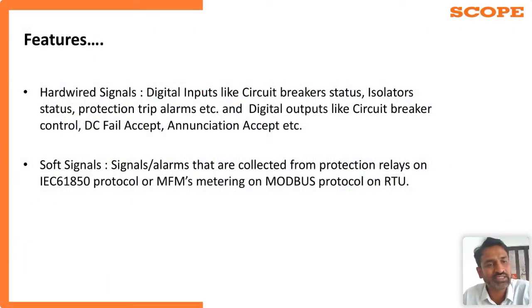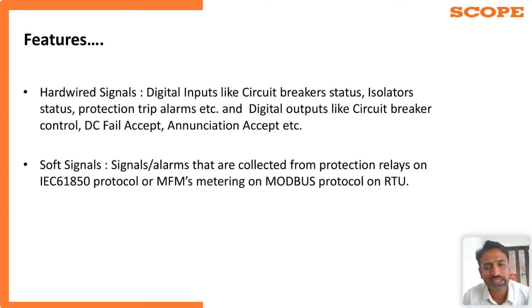And these are all the different features we already explained, like hardware signals: digital inputs, circuit breaker status, isolator status, protection trip alarms, and digital outputs like circuit breaker control, DC fail acceptance, and annunciation acceptance. These are all the different signals which can be hardwired to your RTU. And soft signals: all these hard signals will be collected from the field, and the RTU will convert those hard signals into soft signals. Sometimes it will analyze them, put in logical equations and give the result to the output also.